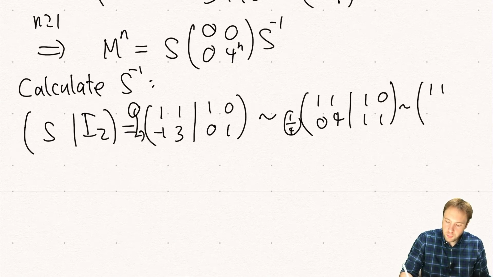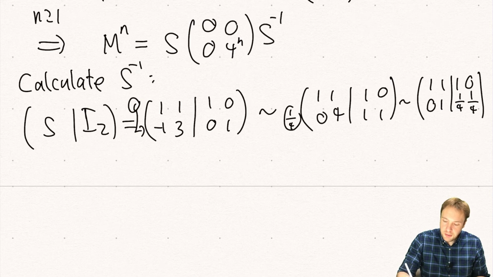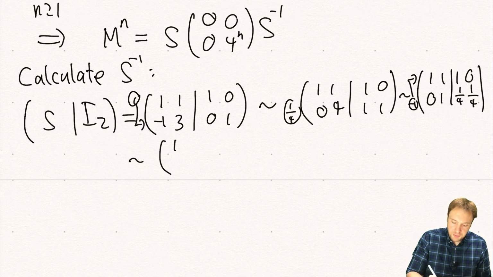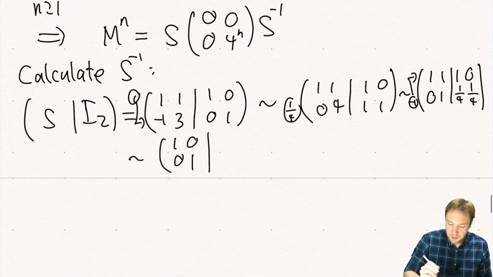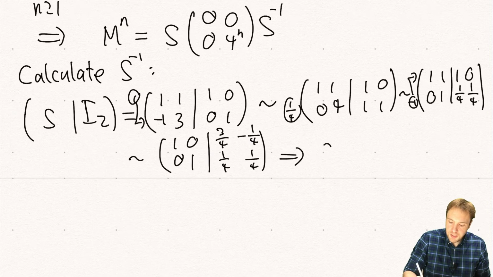So we have 1, 1, 0, 1, 1, 0, 1 over 4, 1 over 4. And now we can subtract the second row from the first, and we get that on the left hand side we now have the identity matrix, and on the right hand side 1 minus 1 over 4 is 3 over 4, and minus 1 over 4, 1 over 4, 1 over 4. So in other words, S inverse is given by 1 over 4 times the matrix 3, minus 1, 1, 1.